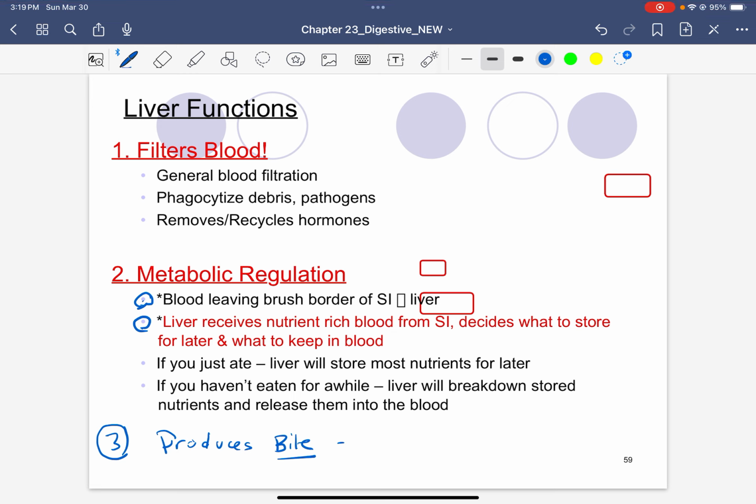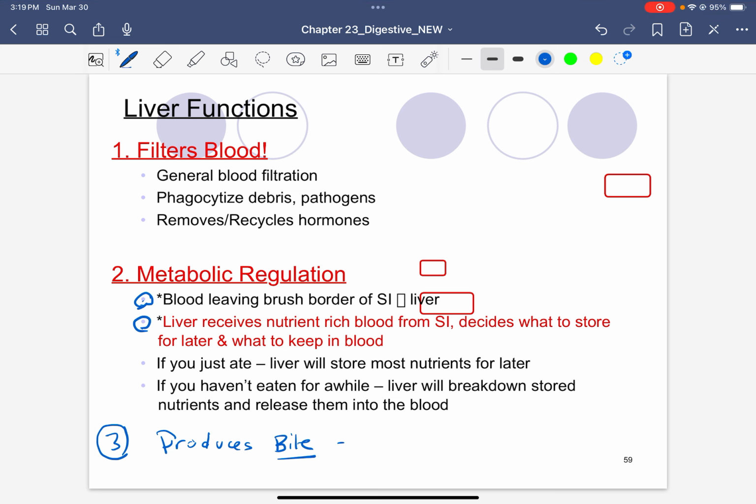So what the liver does is it's going to be receiving that nutrient-rich blood from the small intestine, and the liver is going to decide what nutrients to store for later versus what nutrients to keep in the blood. This is hugely important. We constantly need to leave just the right amount in the blood. And this is also going to explain why, if you don't eat for a couple hours, no biggie. If you haven't eaten for a couple of hours, your liver will release some of those stored nutrients.